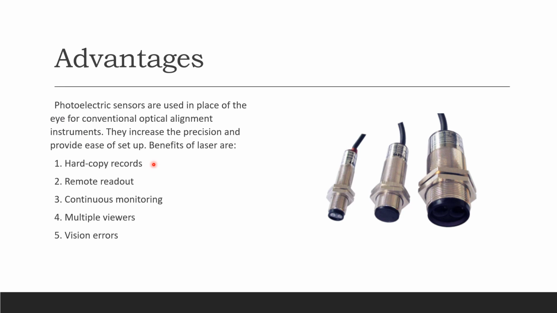Advantages. This is our last slide. Advantages for photoelectric sensors; these are the sensors inside of the instruments. They're not that big, by the way, it's an exaggerated picture. They're used in place of conventional optical alignment instruments, increase precision, and provide ease of setup. The benefits of laser are hard copy records, remote readout, continuous monitoring, multiple viewers, and fewer vision errors.